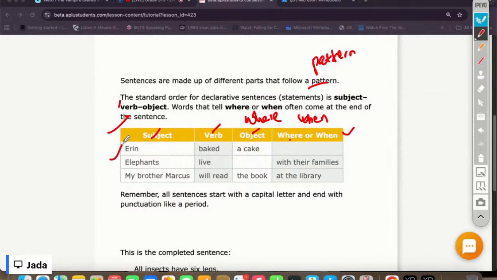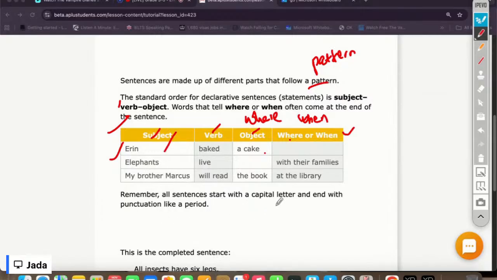So the sentence we have is Erin baked a cake. The verb is baked and the object is a cake. Then elephants live with their family. So where they live: with their family. Then my brother Marcus will read the book at the library. We have the verb, which is will read, the object, the book, and where or when, at the library. My brother Marcus is the subject.